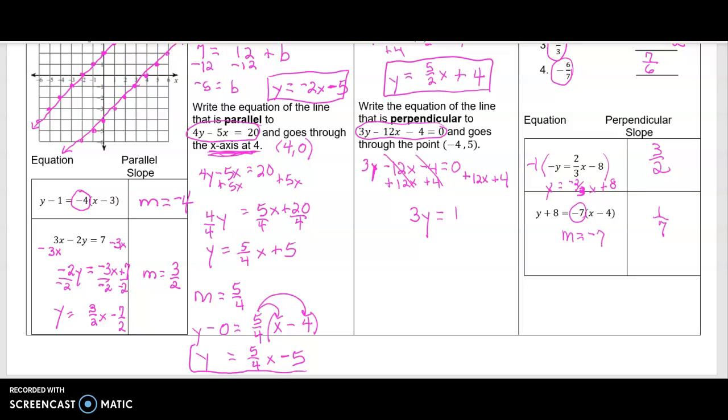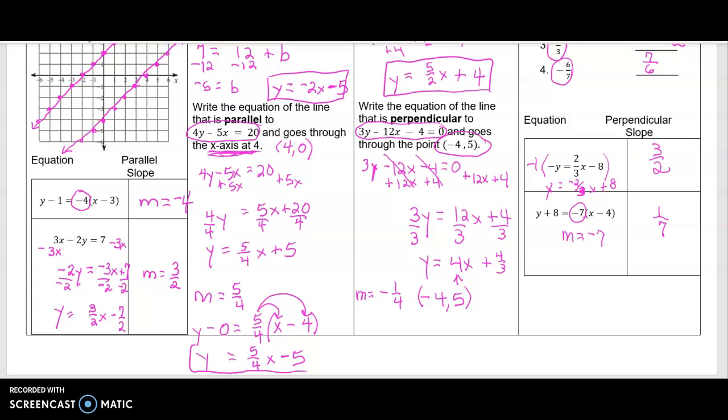So I have 3y equals 12x plus 4. We'll divide everything by 3. And we have y equals 4x plus 4/3. So the slope of this line is 4, but a perpendicular line would have a slope of negative 1/4. So we need to use negative 1/4, and we want it to pass through the point (-4, 5). We can either use y equals mx plus b, or we can use point-slope. It doesn't matter.